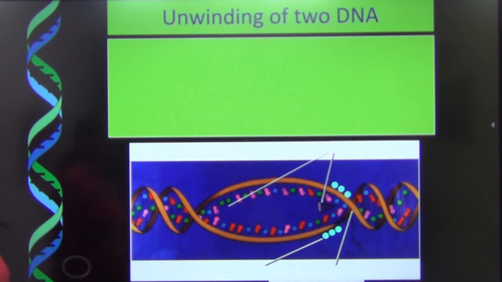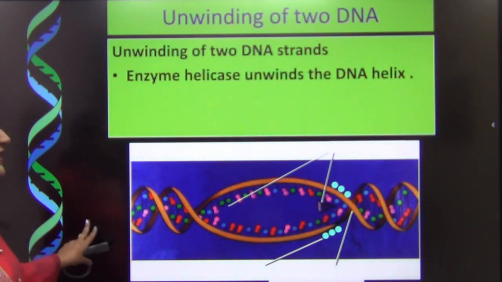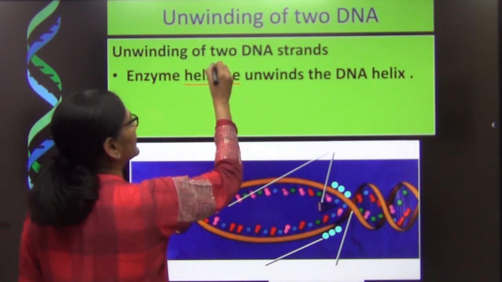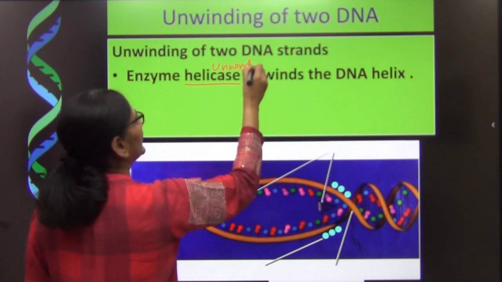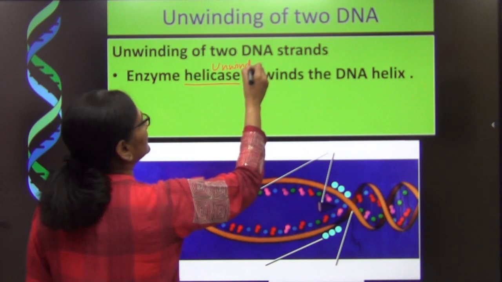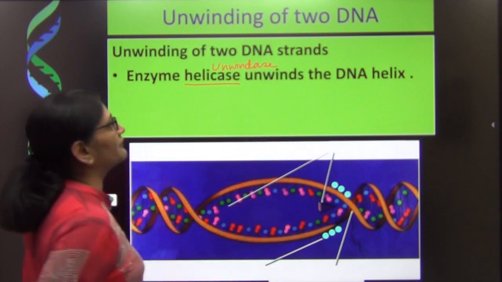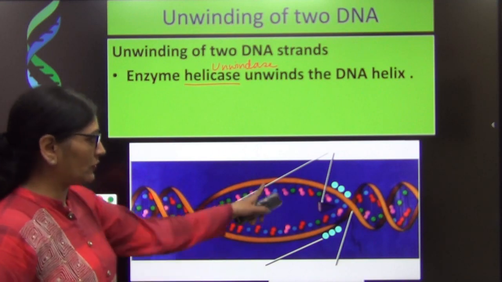So I told you first the DNA needs to be unwinded. Unwinding of the two DNA, it requires an enzyme. The name of the enzyme is helicase. Another name for helicase enzyme is unwindase enzyme. Since it helps to unwind the DNA, the enzyme is also called as unwindase enzyme. Helicase or unwindase enzyme. It helps to unwind the DNA.